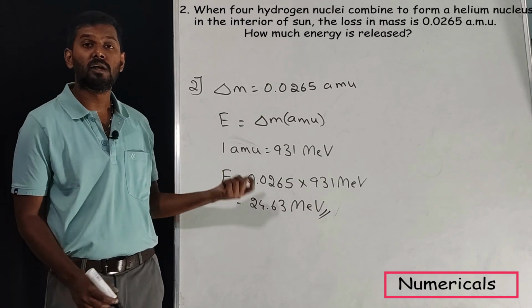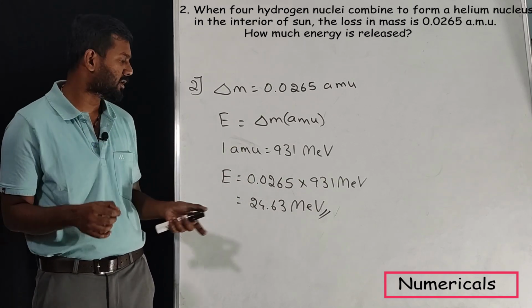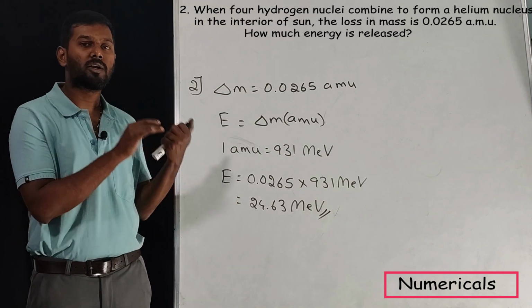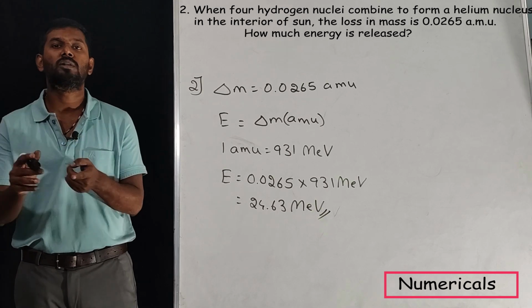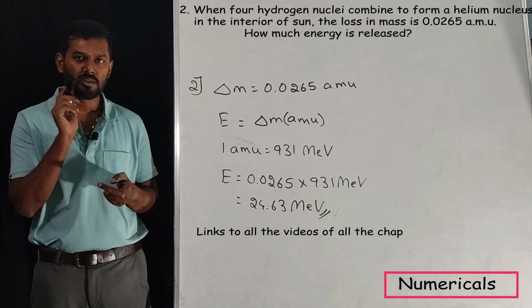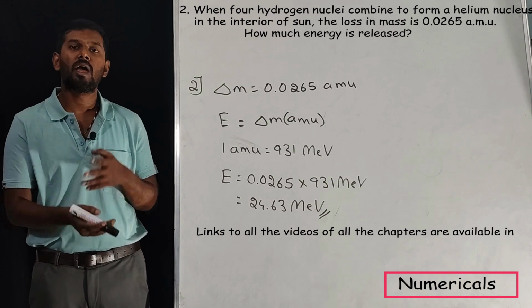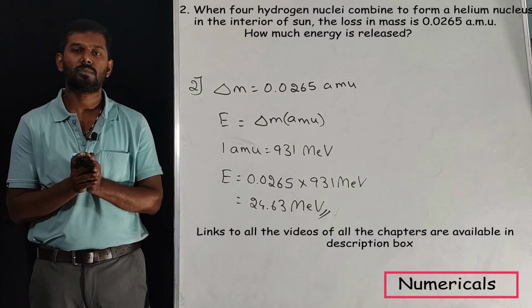Why is the energy less? Because in the sun we are talking about nuclear fusion, and whenever fusion happens, the energy released will be less compared to a fission reaction. That's it. So now we have completed all the theory questions as well as numericals. First always go for the concept video, then theory, and then the numericals, and you will understand everything. Thank you.